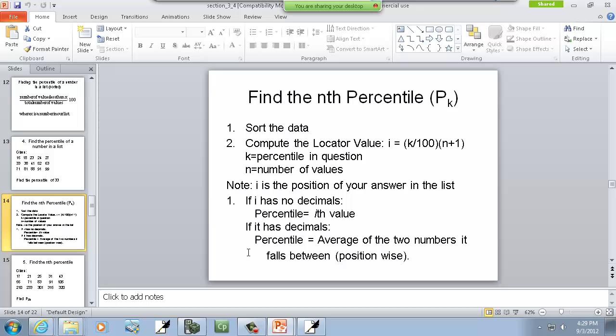Now, this is how to find the nth percentile. It says sort the data. Then compute the locator value using i equals k over 100 times n plus 1. k is the percentile in question, n is the number of values, and i is the position of your answer in the list. If i has no decimals, your percentile is just the ith value. If it has decimals, you find the average of the two numbers it falls between. And we'll see what those mean.